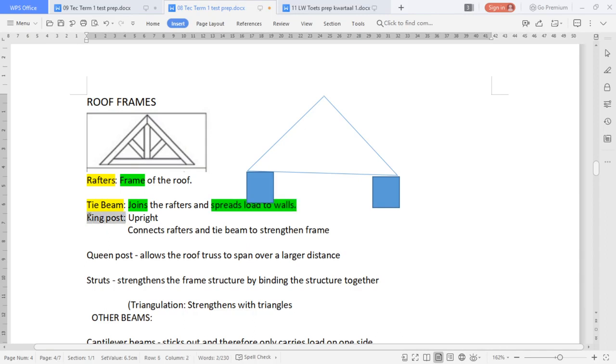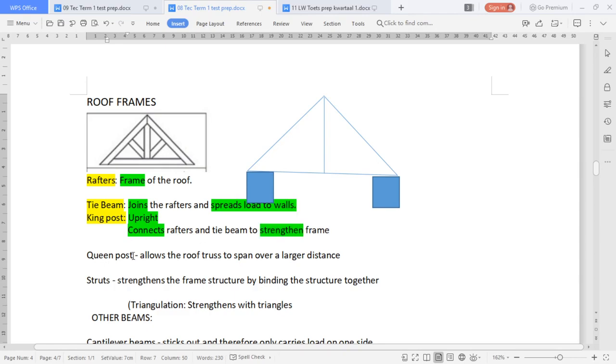Then we've got something called the king post. So think about it, it's the king post, it's the highest post. So the king post starts in the middle between the rafters and goes to the middle of the tie beam. So it's upright and it connects the rafters and the tie beam, and it strengthens the frame.